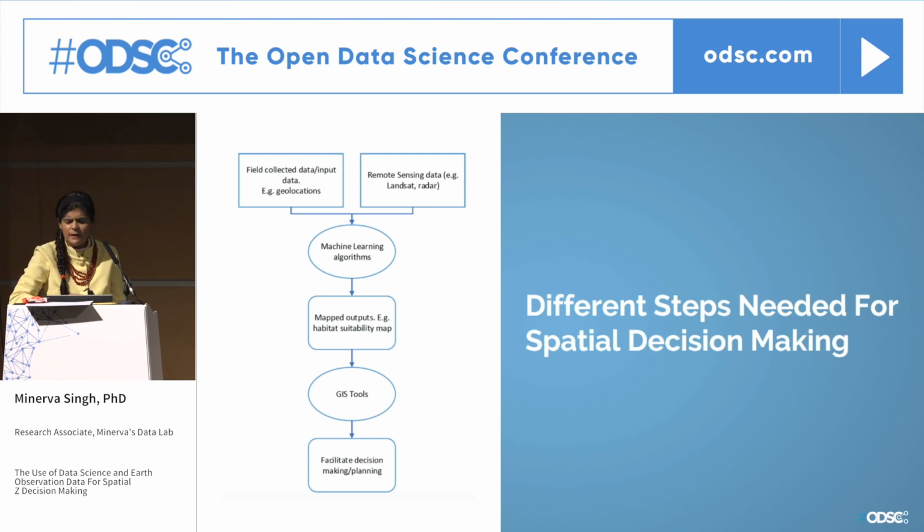And now it's perfectly okay to terminate at this step, and you need not go further. There are many papers which simply obtain a mapped output and that's that. But in some situations, you may want to apply GIS tools and techniques to facilitate decision making or inform planning. And I'm going to give an example of how I use GIS tools on my mapped outputs to help policymakers in the Philippines.